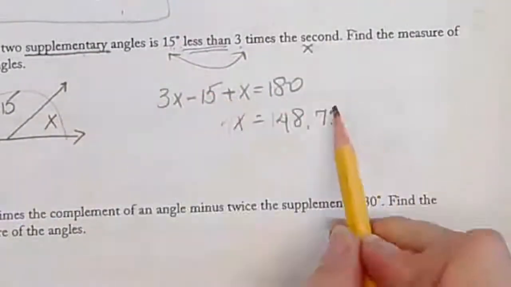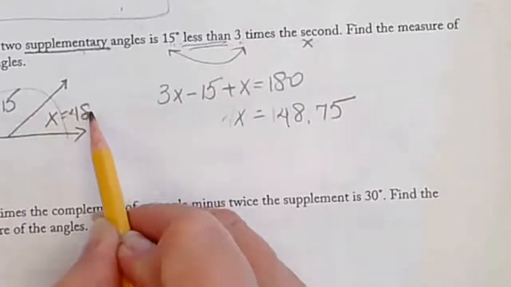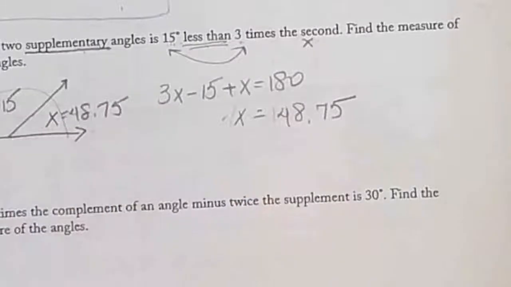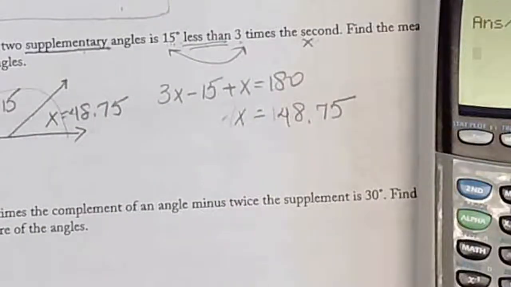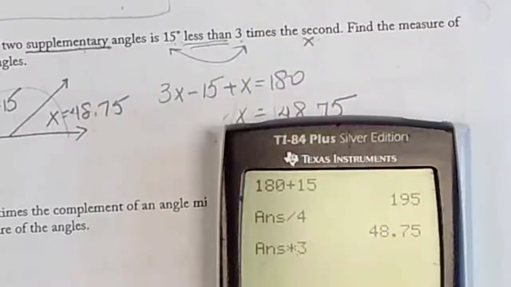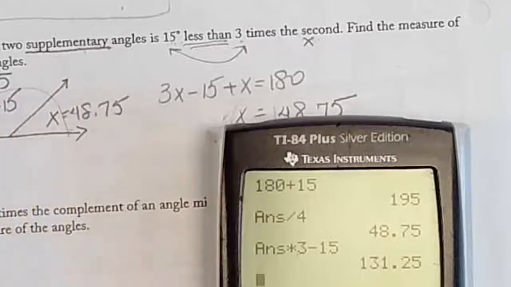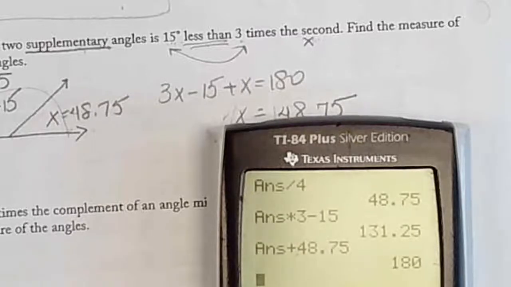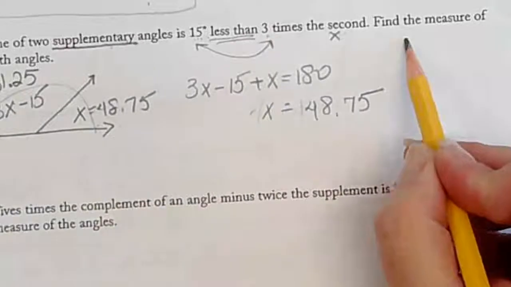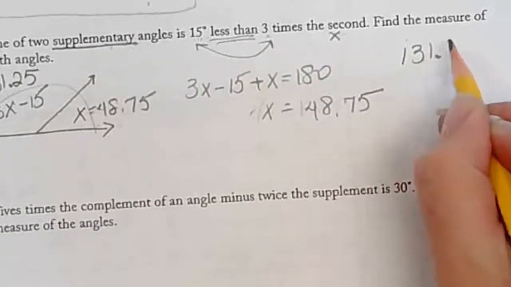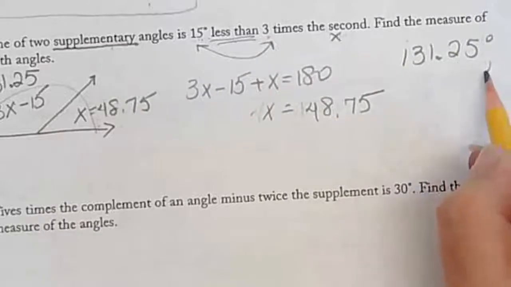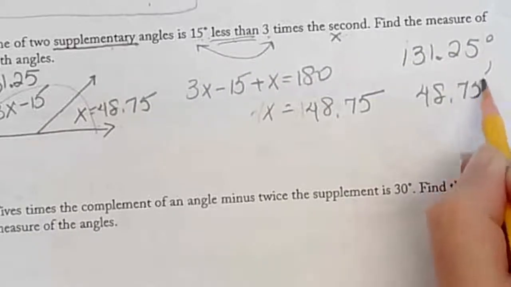And then I would substitute that in over here, 3 times that angle, so times 3, and this is where I'm going to see if I made my mistake, minus 15. So 131.25, and if I add these two together, let's hope, plus 48.75, oh, 180, there it is. So I know I got it right. So find the measures of both angles: 131.25 degrees and 48.75 degrees. Those are your two angles. I kind of did write it in over here.